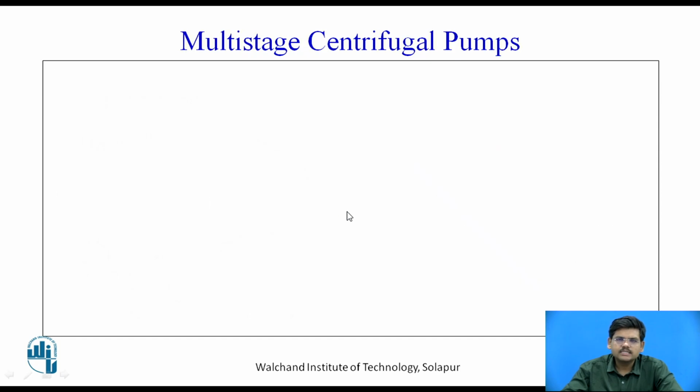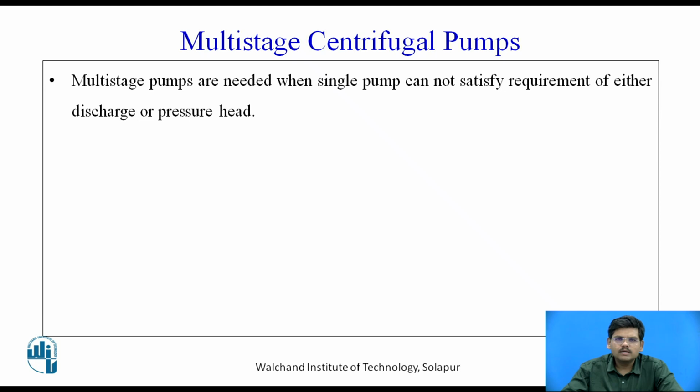Next, moving on to multi-stage centrifugal pumps. Now, multi-stage pumps are needed when a single pump cannot satisfy the requirement of either discharge or pressure head. As we all know, we require pumps to get the desired pressure or the desired discharge. For example, I am transporting a fluid from the ground floor to a certain n number of floors. There, the overhead tank is fitted. That overhead tank might be taking too long to fill. Hence, the discharge is low, and the desired pressure might not be reaching that desired floor. There, the pressure is low.